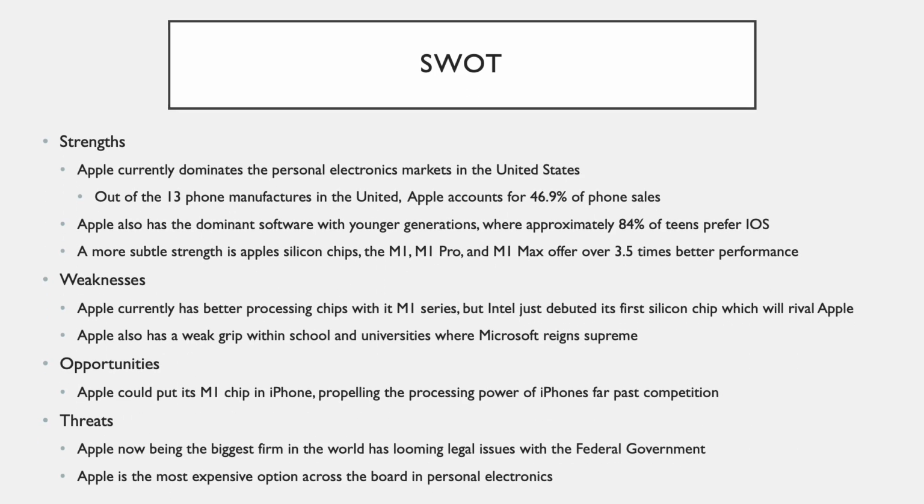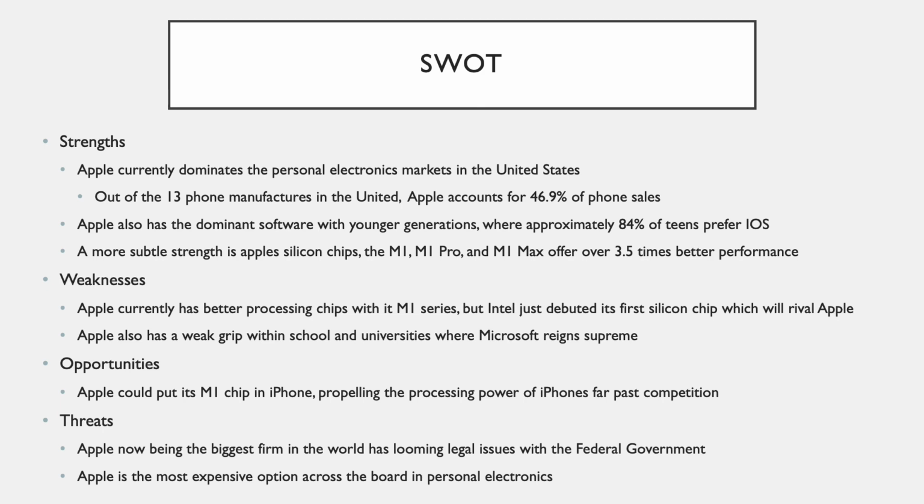My SWOT analysis. SWOT is strengths, weaknesses, opportunities, and threats. This gives a really good broad overview, as you know, of where a company sits within the market. So their strengths: Apple currently dominates the personal electronics market in the United States. Out of the 13 phone manufacturers in the United States, Apple accounts for 46.9% of phone sales. Apple also has the dominant software with the younger generation, where approximately 84% of teens prefer iOS.